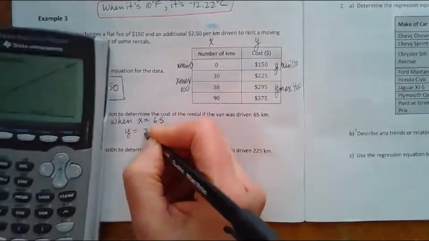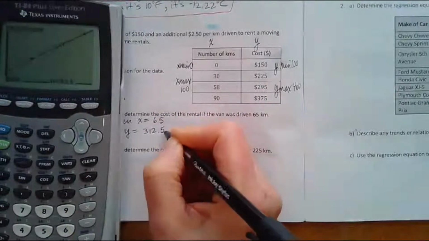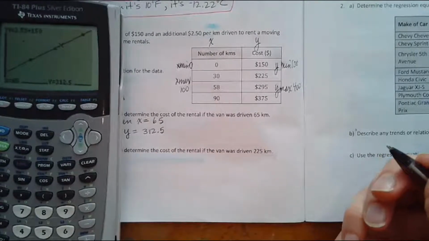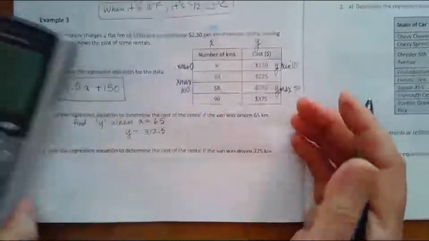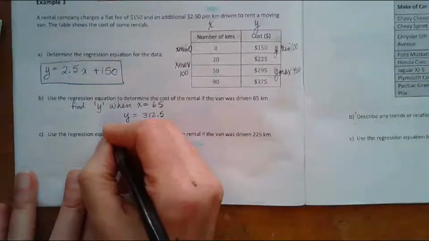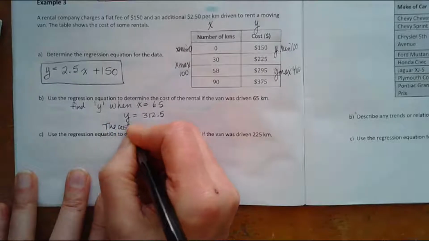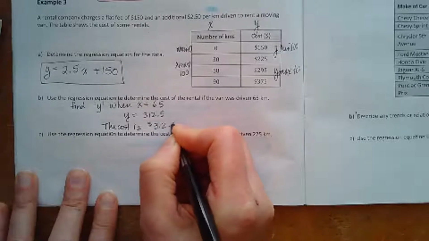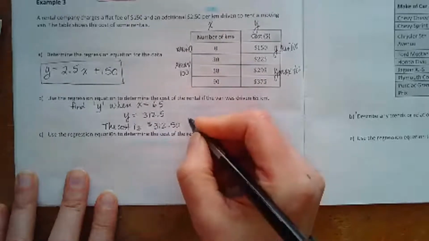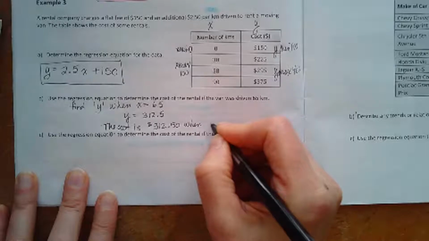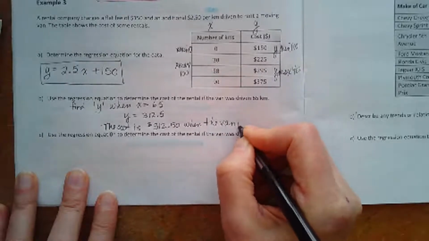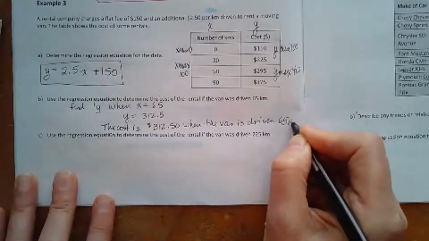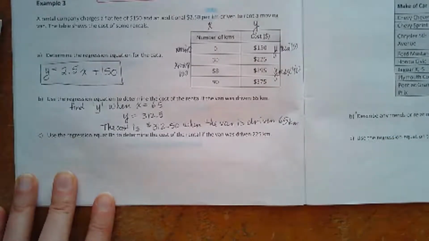Y equals 312.5. But this is a word problem, right? It's an application. So it's better to say the cost is 312.5, right? You have to use the appropriate units when the van is driven 65 kilometers. Okay.